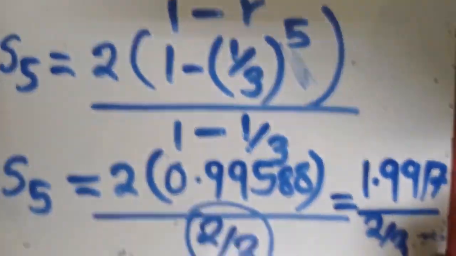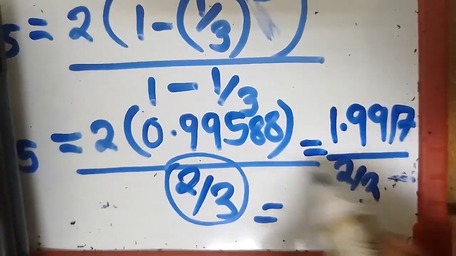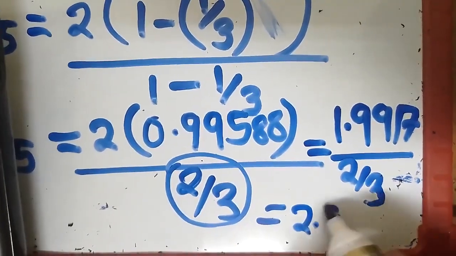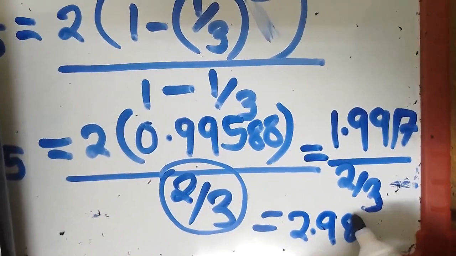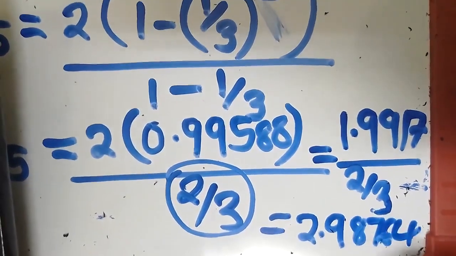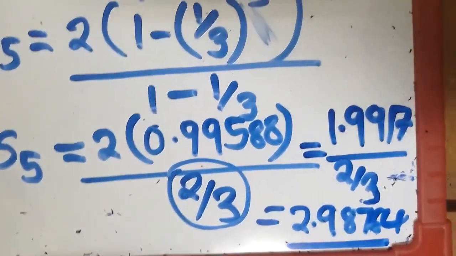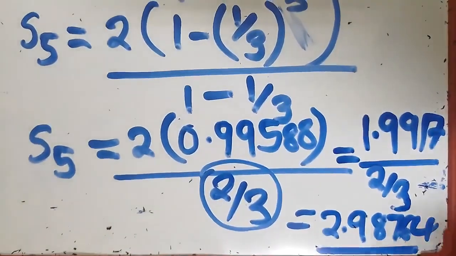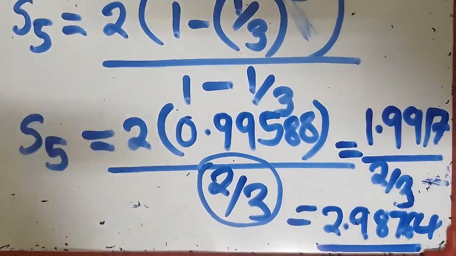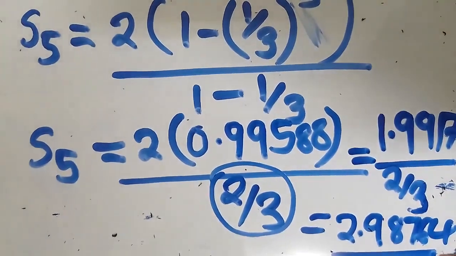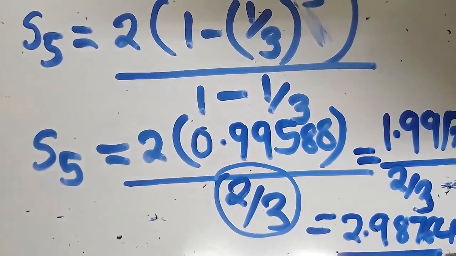So you conclude and say, therefore, after you simplify, the answer that you're going to get is 2.98764. This is your answer. You end like this. This is how you find that one. That's how you are supposed to answer that question. Have you seen the way I've answered? That's a simple question, in fact.